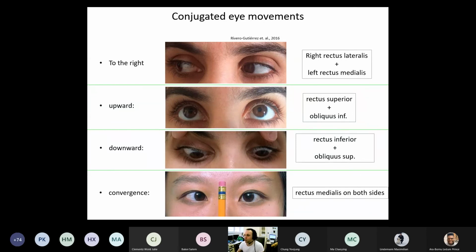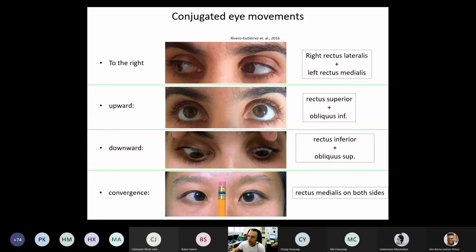That's fine. The thing which you have to keep in mind, though, is that you have two eyes and you have these directions, so to the left, to the right. Right side is located laterally for the right eye and medially for the left eye. So this means by looking to the right, you have to use the rectus lateralis muscle of the right eye for the abduction and the rectus medialis of the left eye for the adduction. So that way both eyes look to the right.